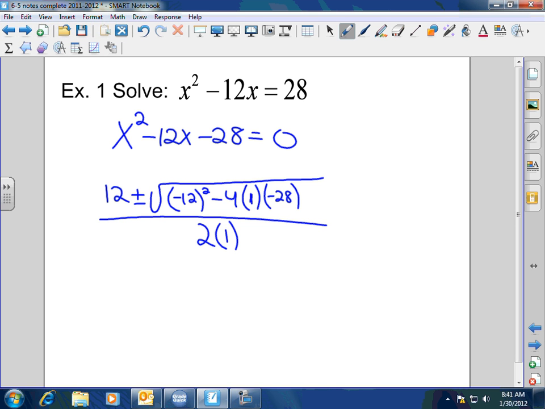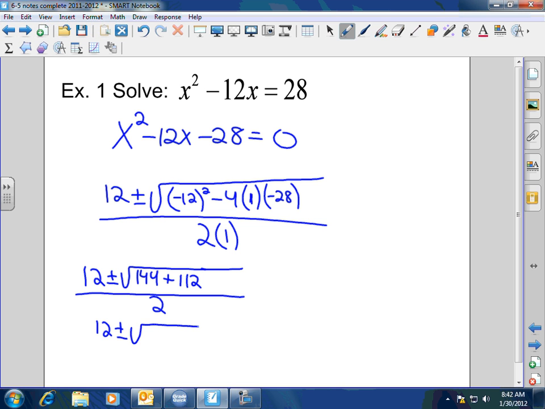Now, this math here you have to do by hand. This is going to be 12 plus or minus the square root of 144 plus 112. Is everyone with me? Divided by 2. So this is going to equal 12 plus or minus the square root of 256, divided by 2.